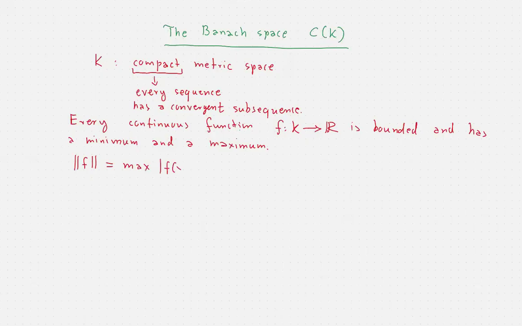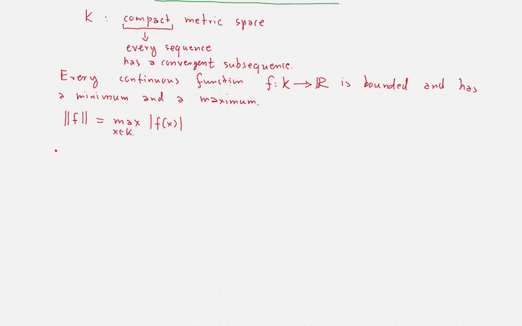Okay, so it's not hard to show that this is a norm. Let's see. First of all, since it's a maximum of non-negative numbers, it's easy to see that it's greater than or equal to 0. It's also quite easy to show that it's 0 if and only if the function is the 0 function. The 3 lines here mean that the function is identically 0.